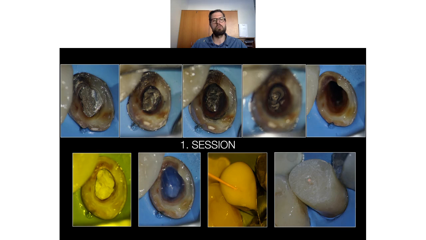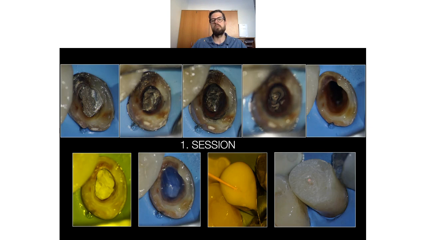You cut through the crown and get rid of the crown, and you see the metal post inside. As you remove the post, you see this kind of situation, but you don't have the time to start with the endo. So the first session is that you only do the pre-endo. So you put some Teflon tape inside, some blue flow, and then you put your build-up cement, dual cure.